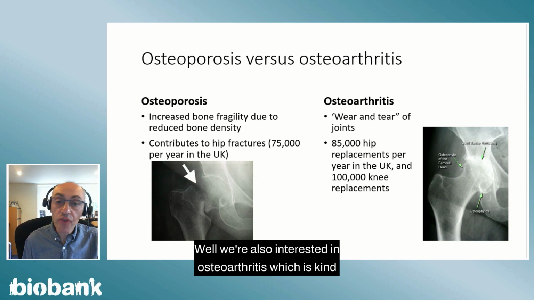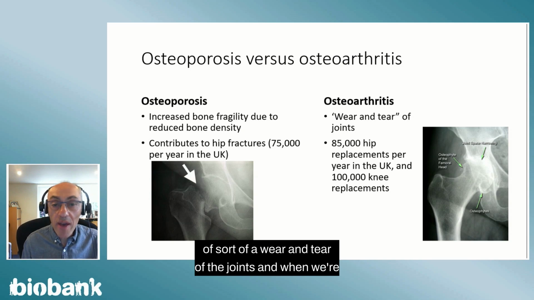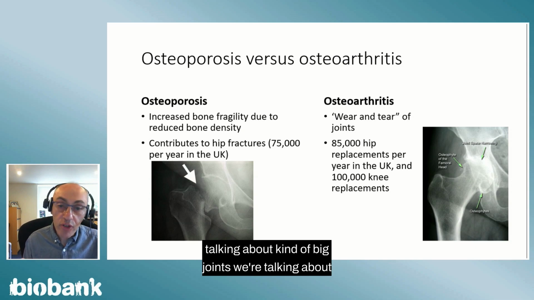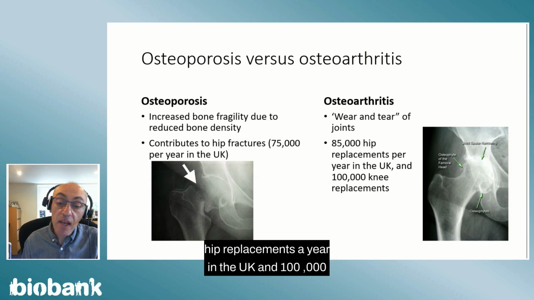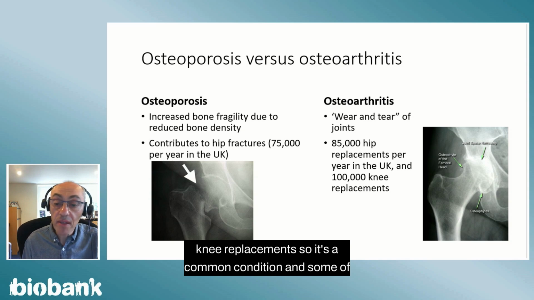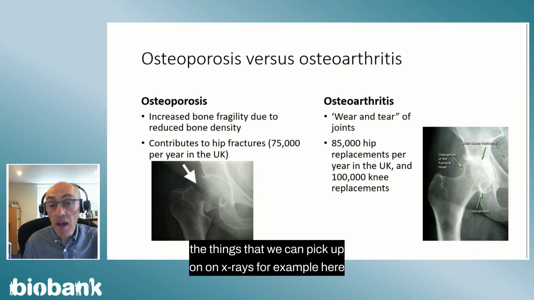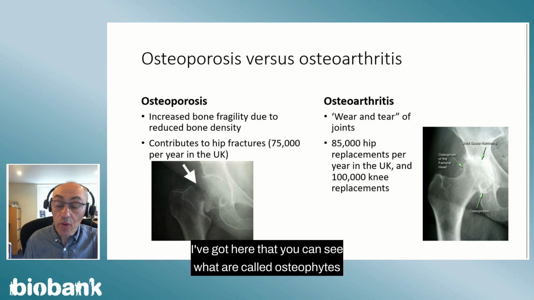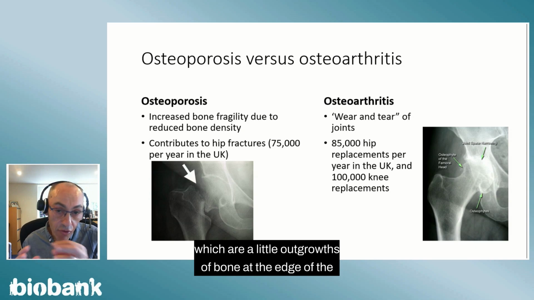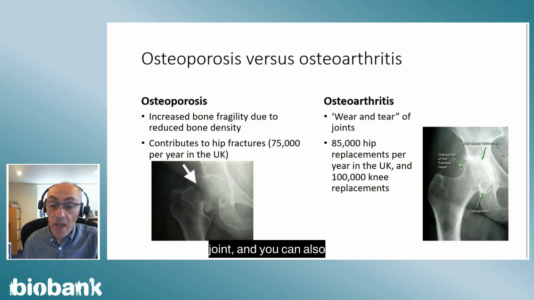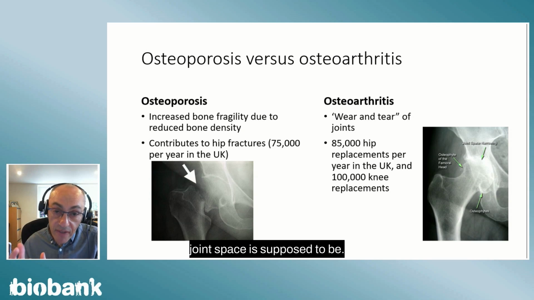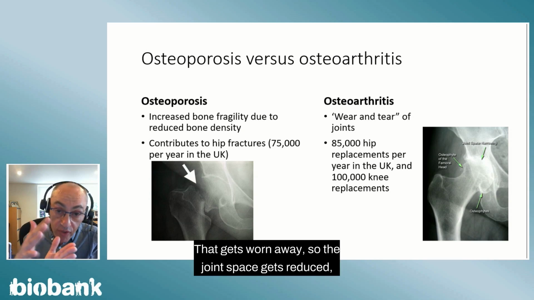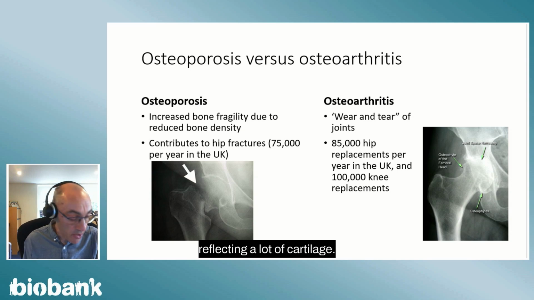We're also interested in osteoarthritis, which is a sort of wear and tear of the joints. When we're talking about big joints, we're talking about hip and knee joints. So, for example, it underlies 85,000 hip replacements a year in the UK and 100,000 knee replacements. So it's a common condition. Some of the things that we can pick up on X-rays, for example of the hip, I've got here, are what are called osteophytes, which are little outgrowths of bone at the edge of the joint. You can also see the space between the hip and the pelvis, where the joint space is supposed to be. That gets worn away, so the joint space gets reduced, reflecting the loss of cartilage.